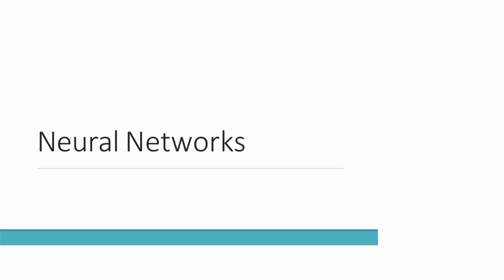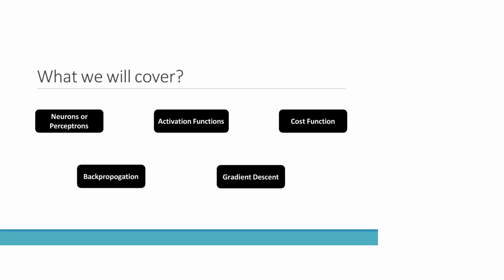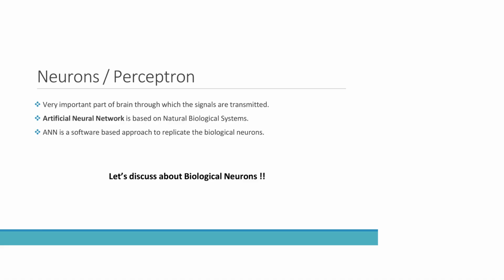Welcome to this video on neural networks. We will cover neurons or perceptrons, activation functions, cost function, backpropagation, and gradient descent. Neurons, or perceptrons, are crucial for transmitting signals in the brain.